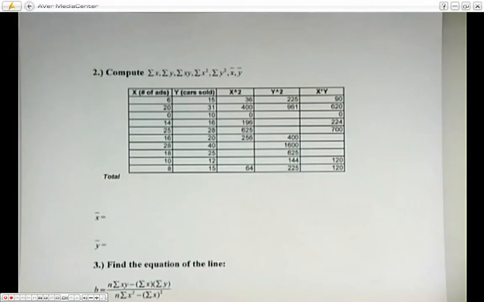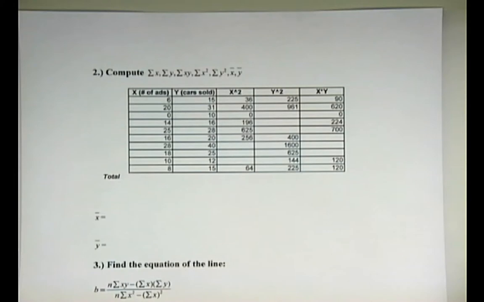Okay students, this is page 111. Now I'm going to show you how to get the equation of the line, or the line of least squares as it is also known, by hand.